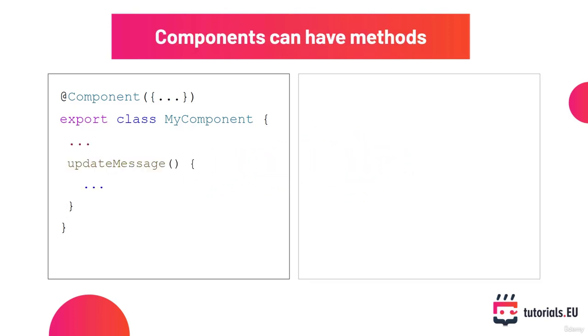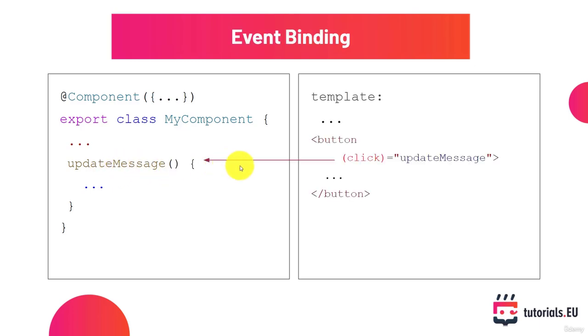For sure, components can also have methods like other classes. Now can you guess the most interesting part here with methods? Like you can see here, updateMessage. Exactly, we can bind them to events from templates. Here in our template, which is HTML, we have created a button. And inside of that button, we created an event handler with the name click. And to this event, we assigned a listener, updateMessage, which is exactly the method in our component class right here. So once the button in HTML gets clicked, updateMessage will get called.